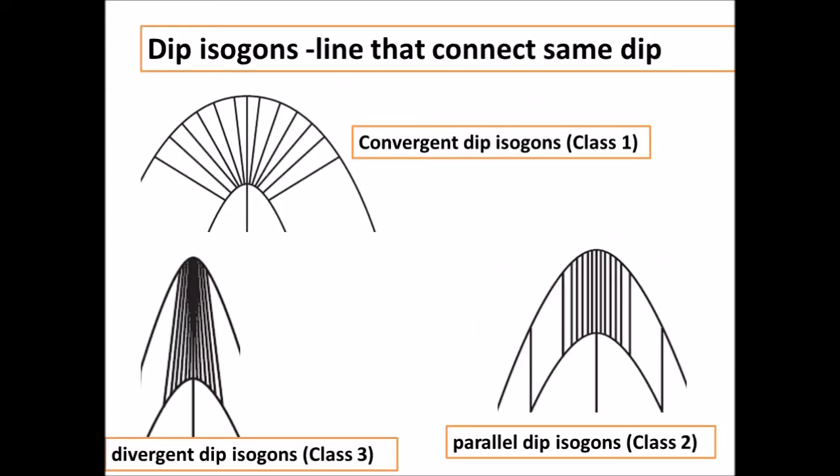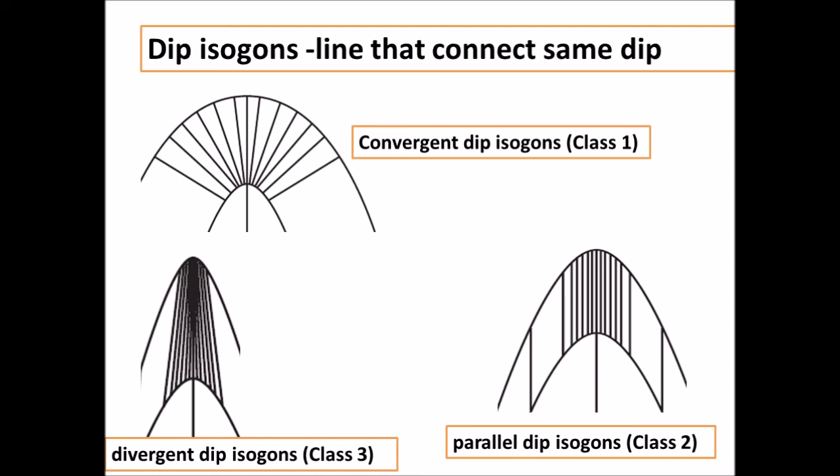So now we will see the dip isogons. If you see the folded layers, we have the inner layer and outer layer. In these layers the dip changes. So isogons are the lines that connect the same dip. It has been seen that these dip isogons in the inner portion converge, diverge, and sometimes remain parallel. So the folds in which the dip isogons in the inner portion converge are classified as class 1 folds. If these dip isogons are parallel, then those are class 2 folds, and if the dip isogons diverge in the inner portion, then these are class 3.